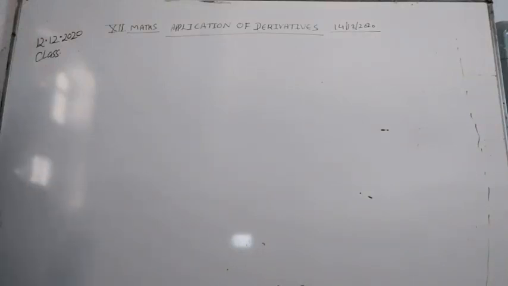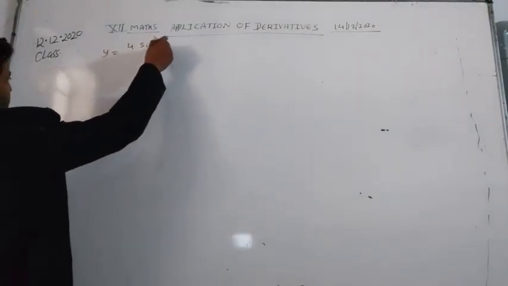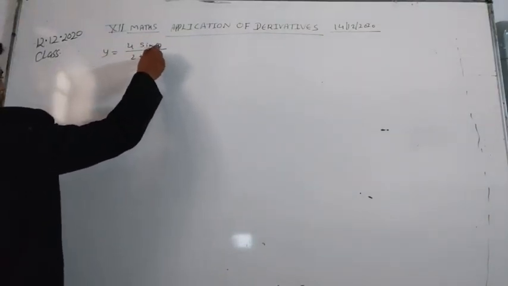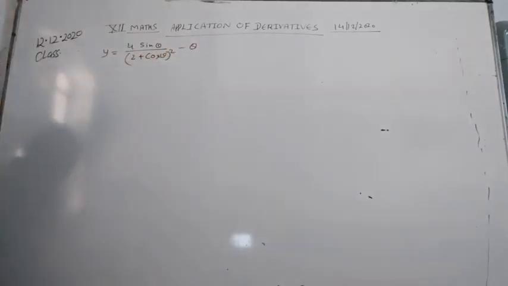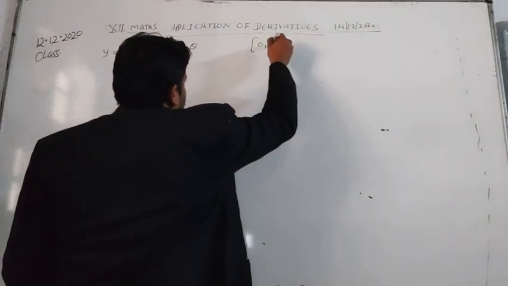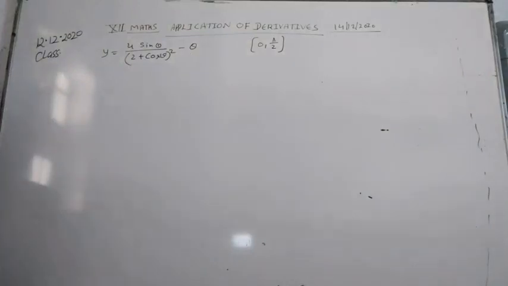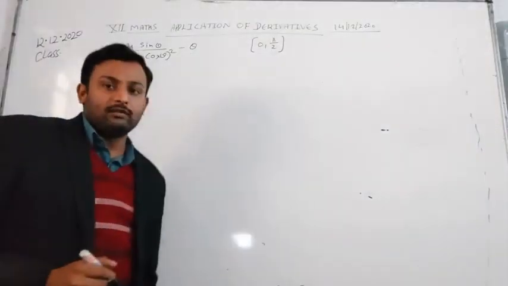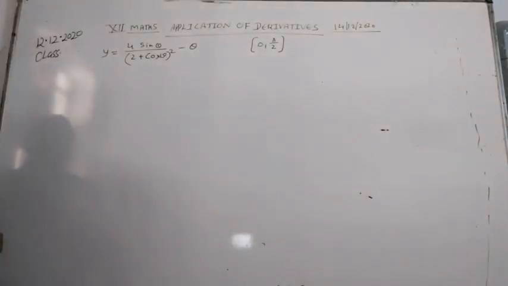Prove that y is equal to 4 sin theta upon 2 plus cos theta, minus theta. Prove that y is an increasing function in the interval 0 to pi by 2. Okay, we have to prove that this function is an increasing function in the interval 0 to pi by 2, means in first quadrant.